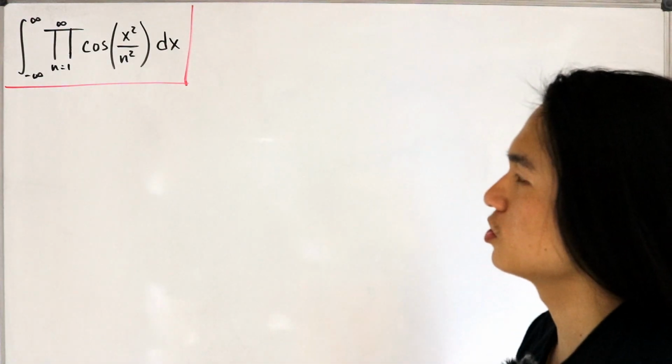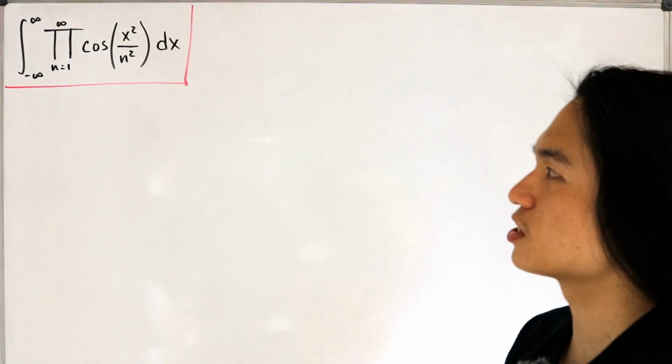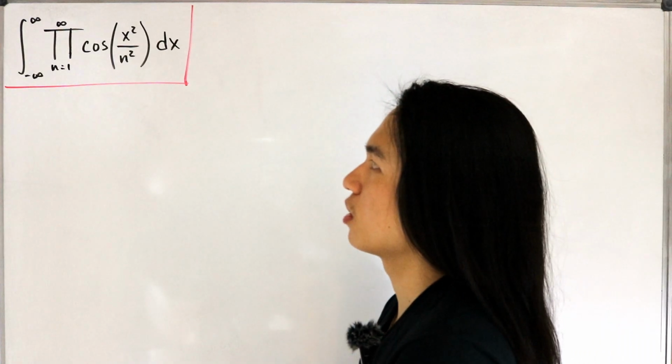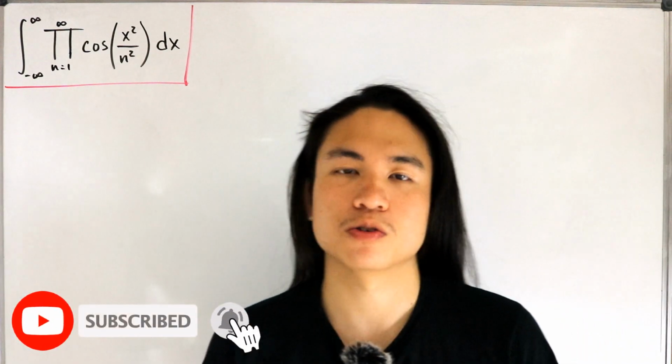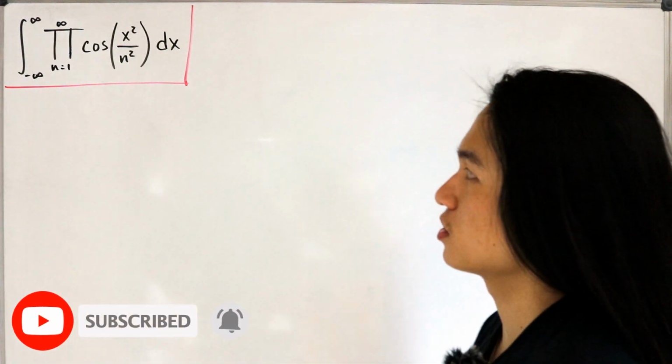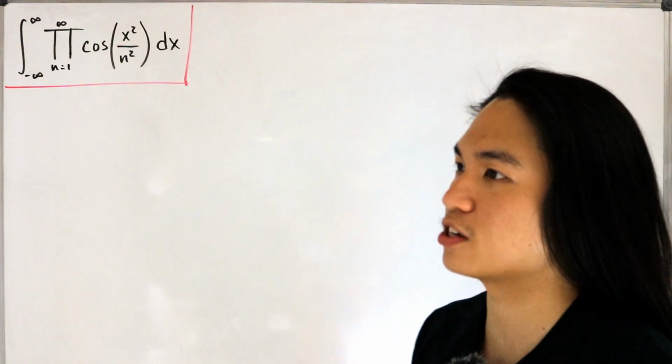So we have a combination of both an integral and an infinite product series we want to calculate. We want to integrate over the entire real line the infinite product of cosine of x squared divided by n squared dx. Interestingly, the entire step is going to rely on a bit of complex analysis, specifically to utilize the whole manipulation.